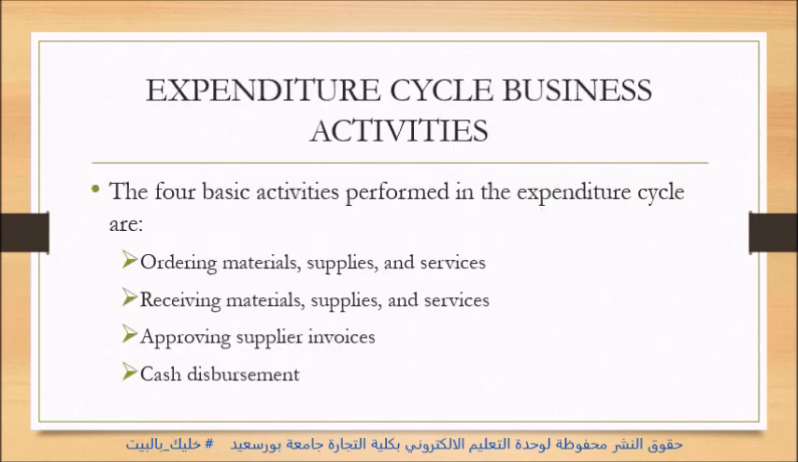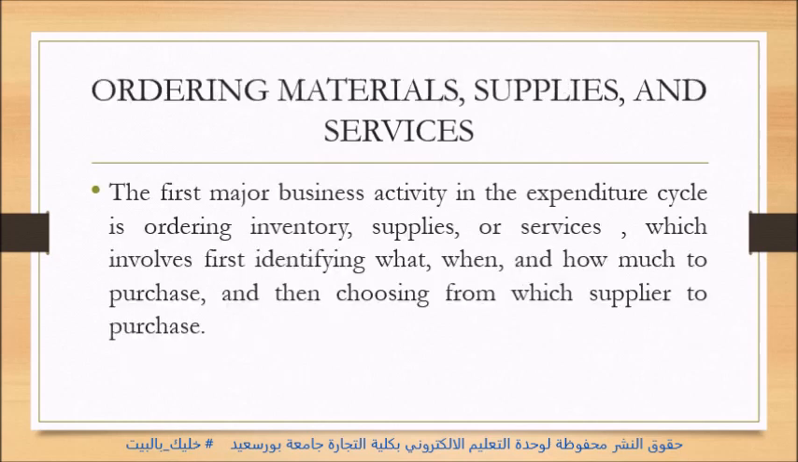There are four basic activities performed in the expenditure cycle, which are ordering material, supplies, and services; receiving the material, supplies, and services; approving supplier invoices; and finally cash disbursements. Today we will talk about ordering material, supplies, and services.